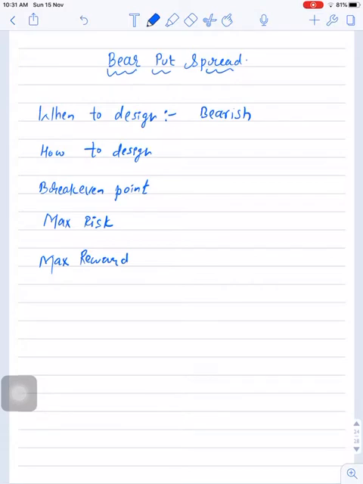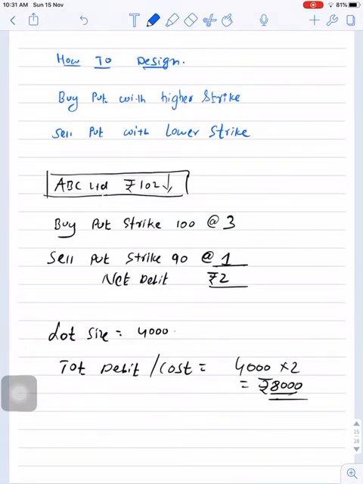Now let's discuss how to design. You need to buy a put option with higher strike. Simultaneously you need to sell one put option with lower strike. So buy put option with higher strike, sell put option with lower strike. Let's understand with the help of an example.